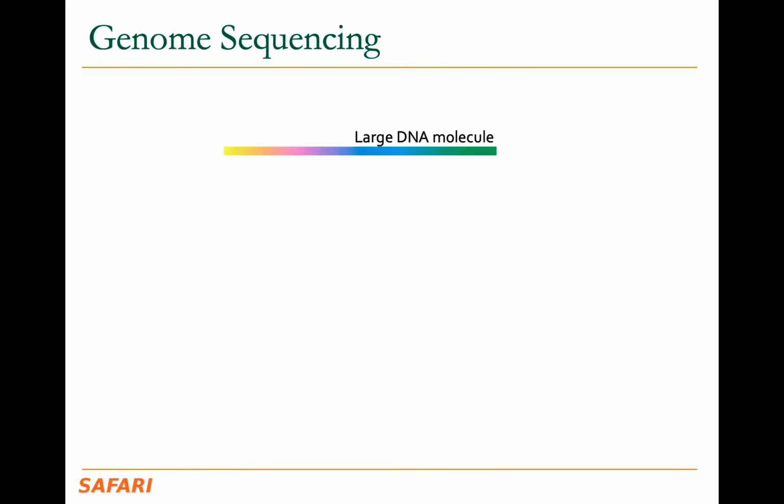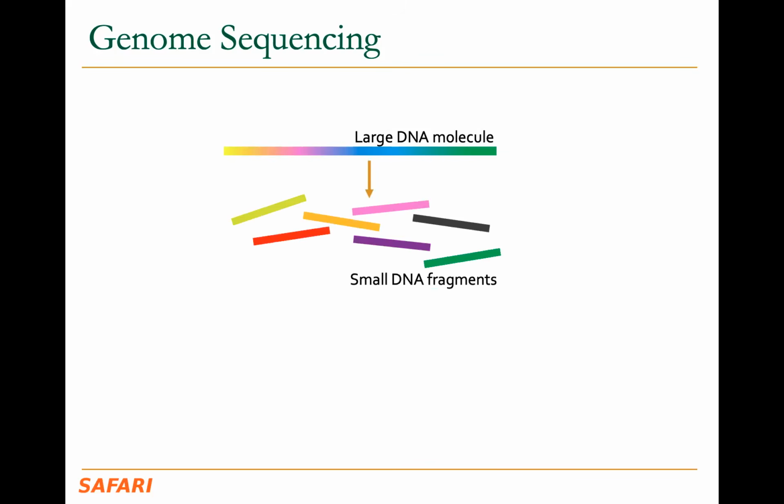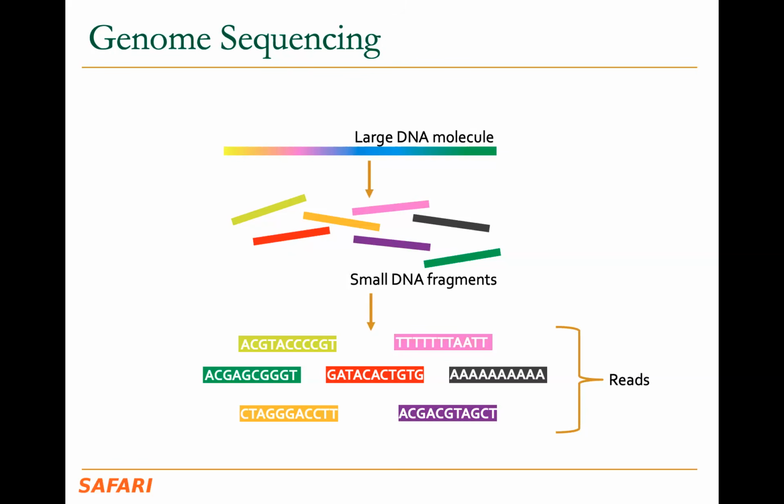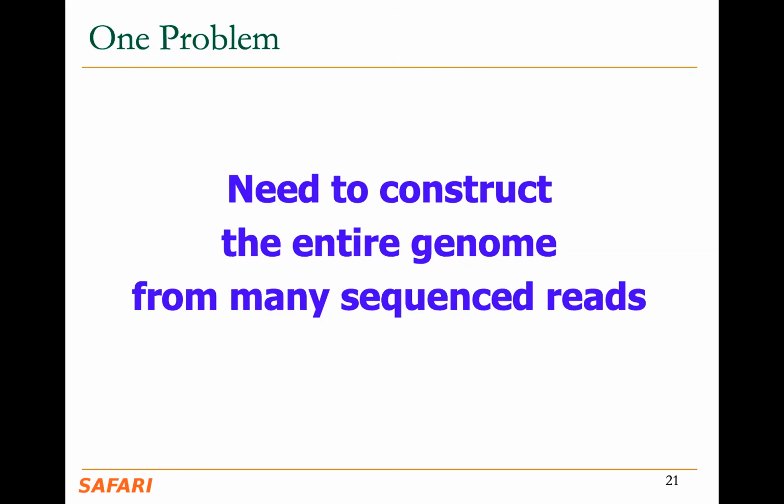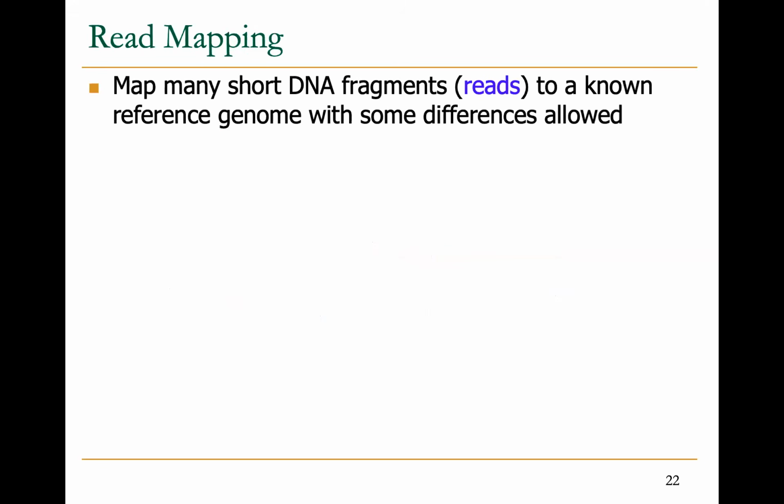If I have to illustrate it again, you have a large DNA molecule. The chopper chops it into small DNA fragments, and these are called reads. And we want to construct the large DNA molecule after it gets chopped. So this is really the read mapping problem that I'm going to talk about. Essentially, we want to map many short DNA fragments, or reads, to a known reference genome with some differences allowed. If you don't have a reference genome, you need to construct it, and read mapping can still be useful in assembling the reference genome, but I'm not going to talk about that in this particular case.